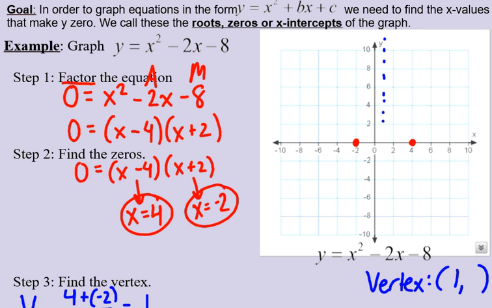So I'm going to sketch in what we call the axis of symmetry here. x equals 1. It is actually not a part of the graph. It's just there as a reminder. It's kind of like the fold line.